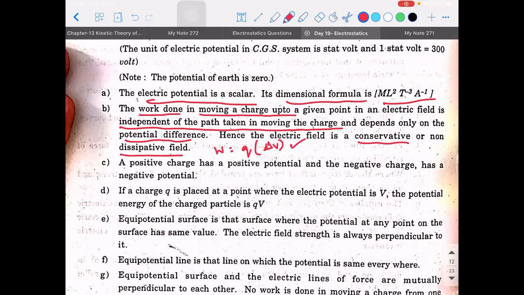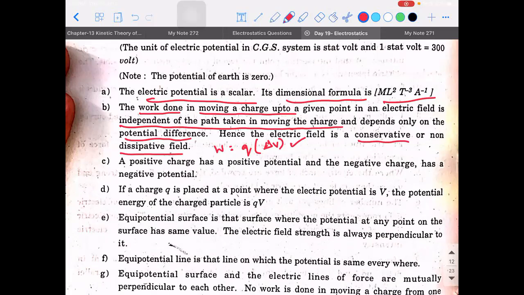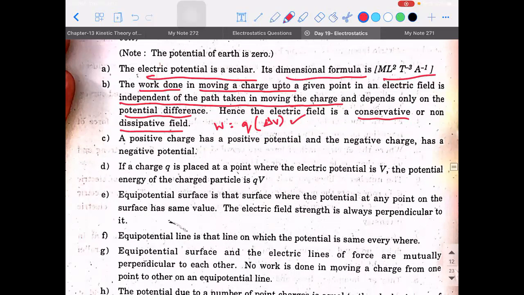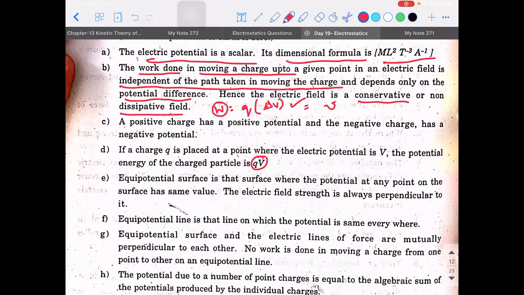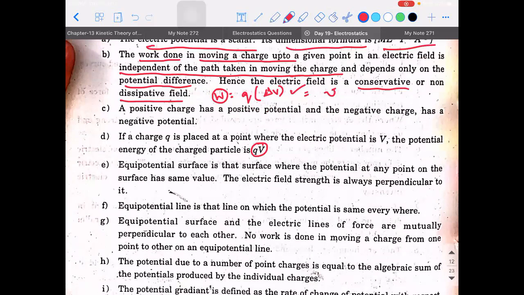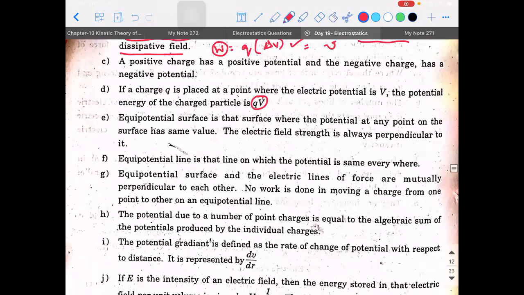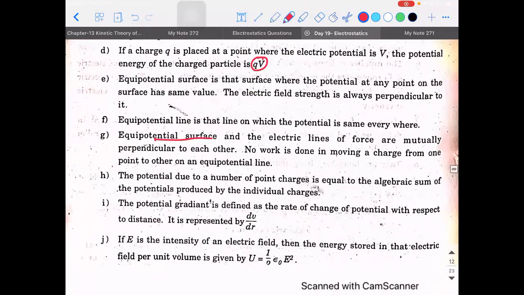This work done, whatever I wrote as Q into delta V, is what is technically called the potential energy. So U is equal to Q into V. Then we know what is an equipotential surface. So what is an equipotential surface? It is a surface where the potential difference between any 2 points is 0 or potential at every point is the same. Okay. Next, equipotential surface and the electric lines of force are always mutually perpendicular to each other. When you try to move a charge on an equipotential surface, there is no work that is being done on it. Okay.